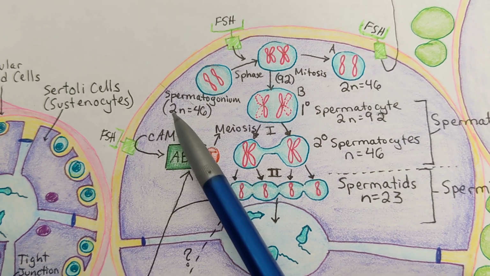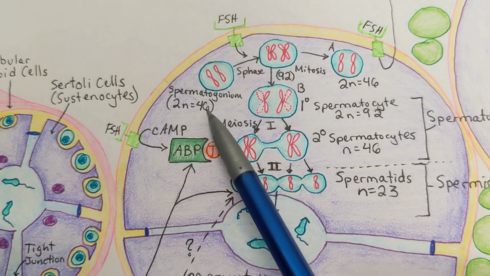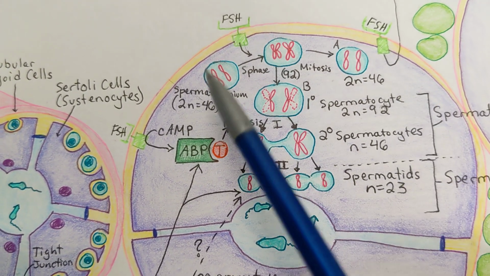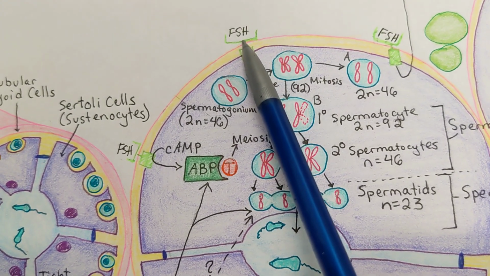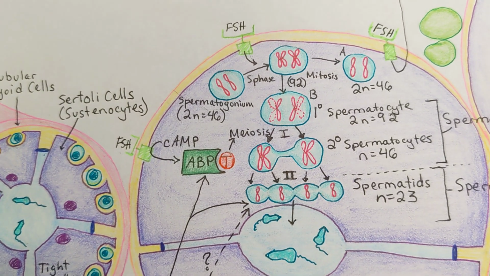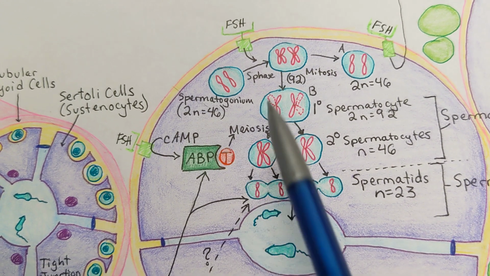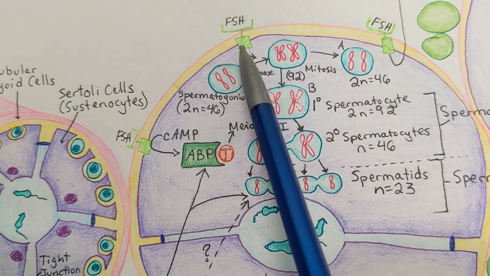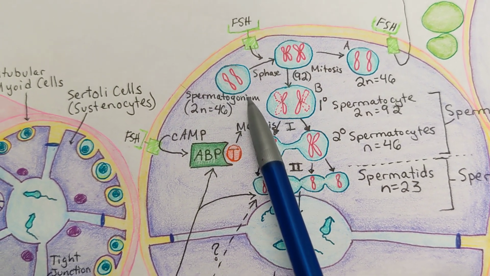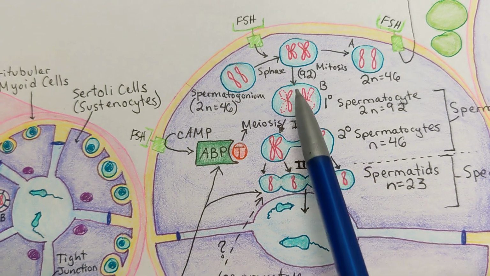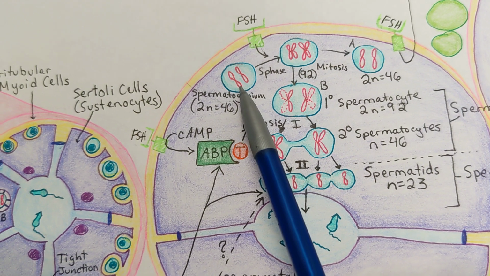Right, it is a diploid cell, so 2 copies of all of those 23 chromosomes for a total of 46 chromatids. Okay? Now, this entire process is going to be driven by follicle-stimulating hormone, FSH, which is a gonadotropin hormone released by the anterior pituitary gland. When FSH binds to its receptors on the Sertoli cells, it is going to trigger the spermatogonium to prepare for and undergo mitosis.